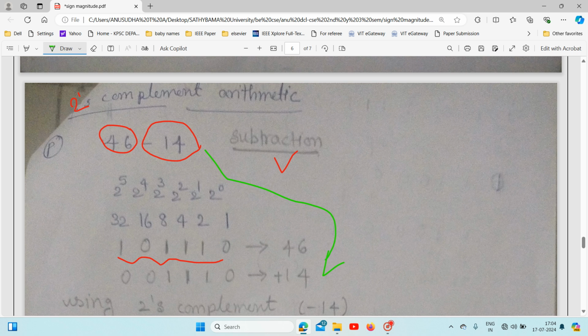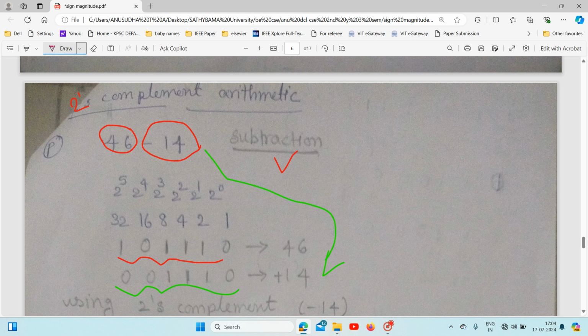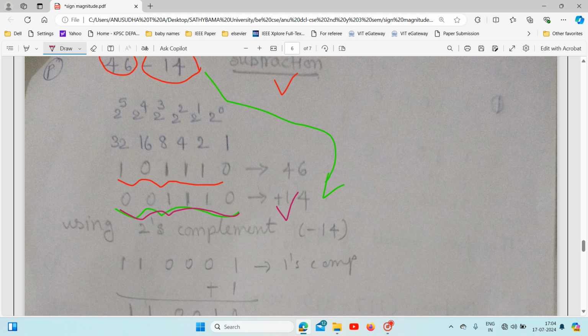First, what should I have to do? First, you have to represent plus 14. You have to find out the binary value using the divided by 2 method. Okay. So then you have to take 2's complement. You have to take 2's complement for the binary number of plus 14, right?